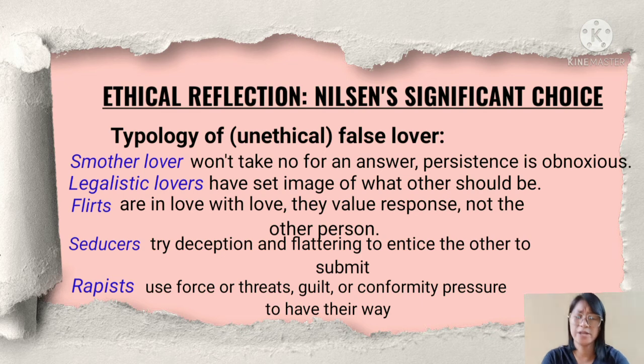Number one, smother lovers won't take no for an answer. Therefore, their persistence is obnoxious. Legalistic lovers have a set image of what the others should be. Flirts are in love with love. They value response, not the other person. Seducers try deception and flattery to entice the other to submit, while rapists use force, threats, guilt, or conformity pressure to have their way.